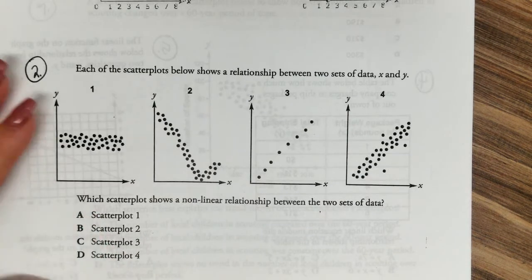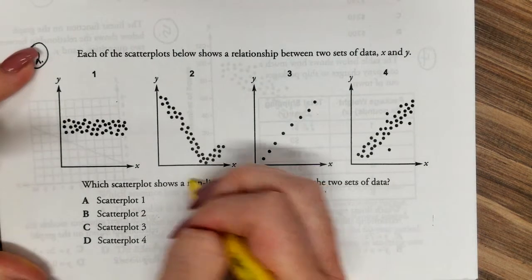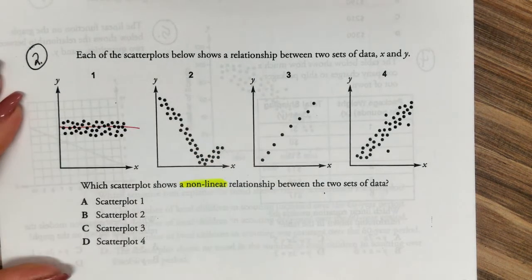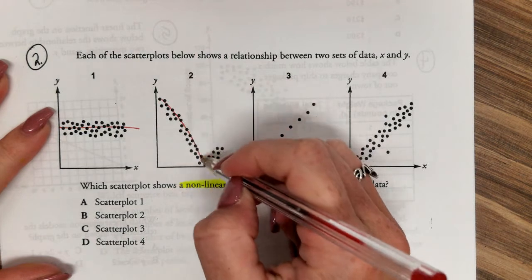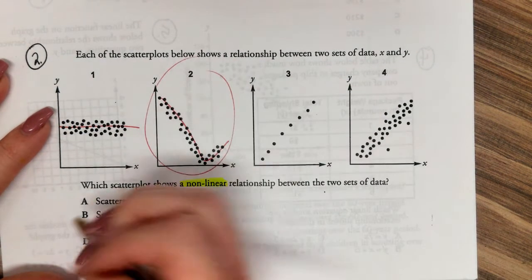Number 2 says which scatter plot shows a non-linear. It did not say no association. Okay, this is linear, yes. This is an association, but it is non-linear. So 2 was your answer.